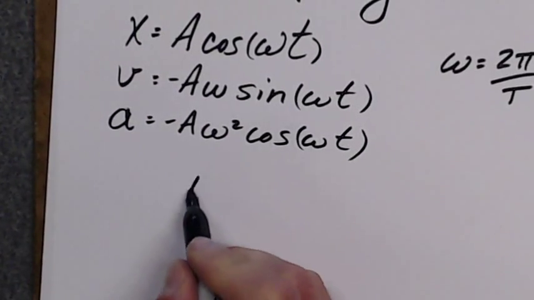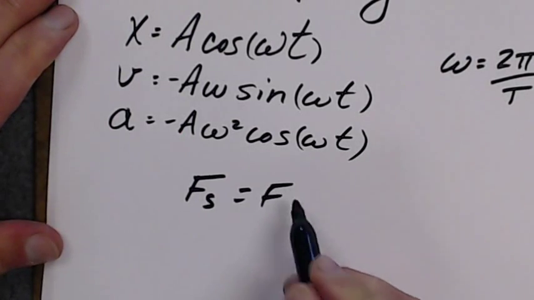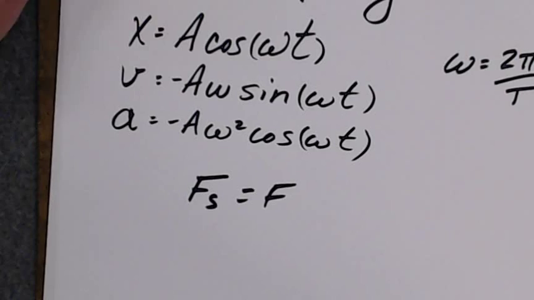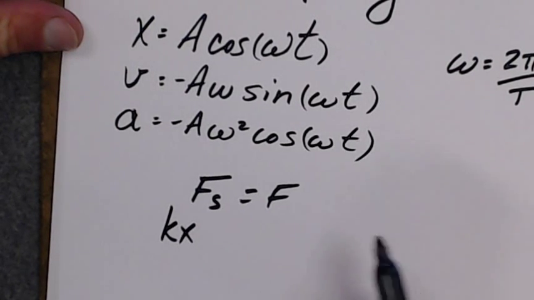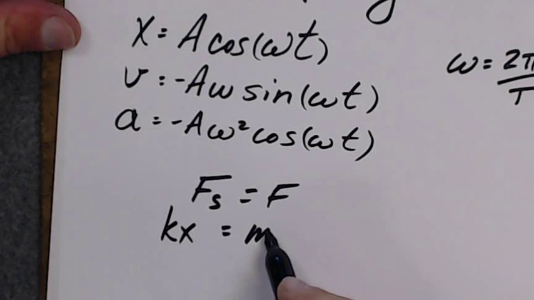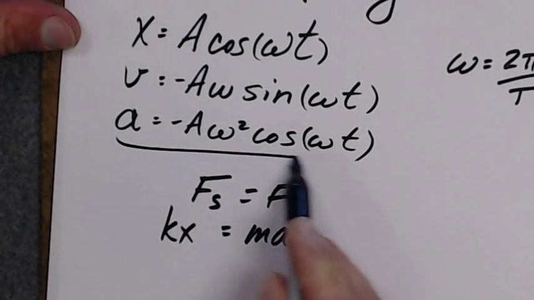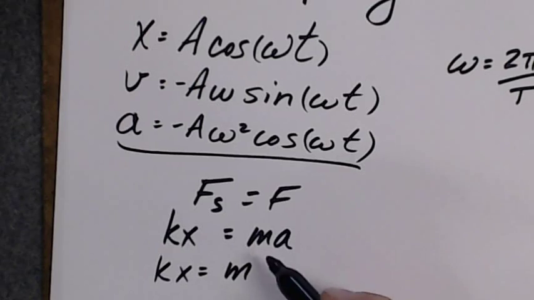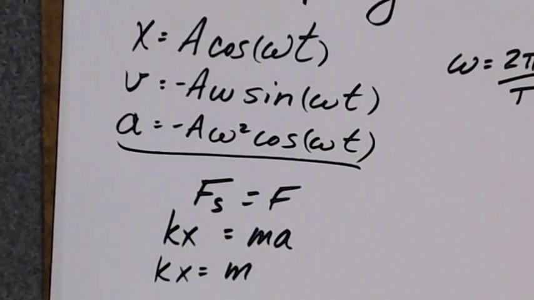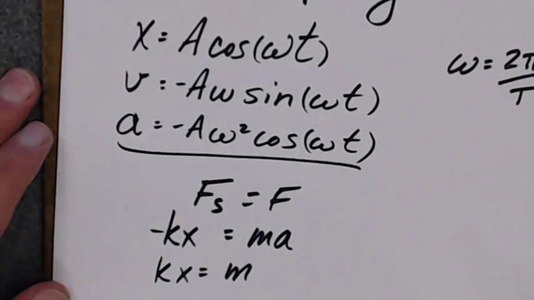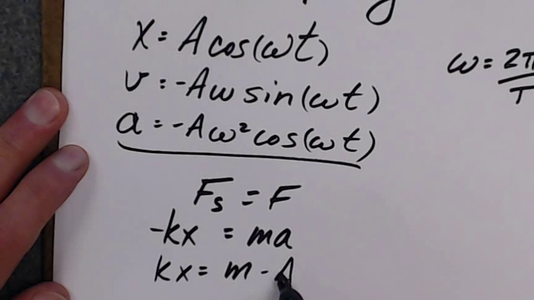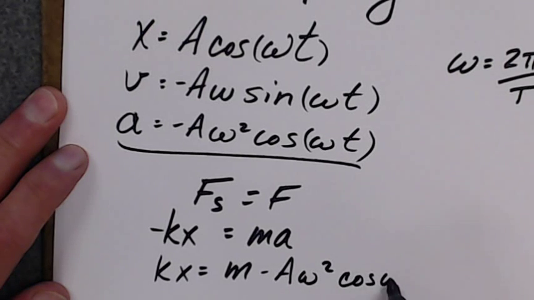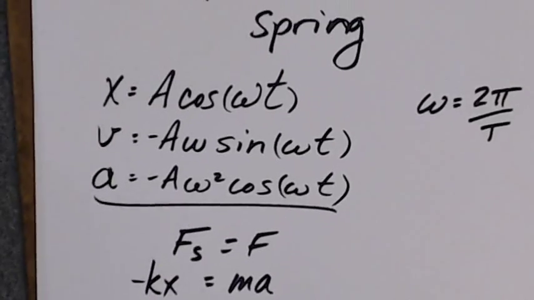Now let's go back and look at that spring. The force on the spring equals ma. That's a force. So the force on the spring is kx. F equals ma. Wait, here's an a. So kx equals m. Wait, did I screw up something already? Did I forget my negative sign? I did. The force on the spring needs to be negative kx. That a is negative A omega squared cosine omega t. Let's keep going.